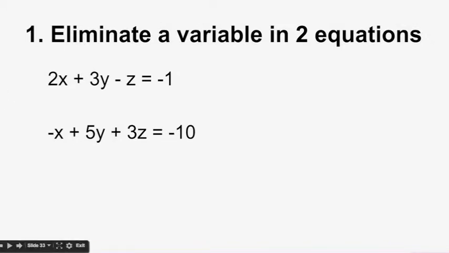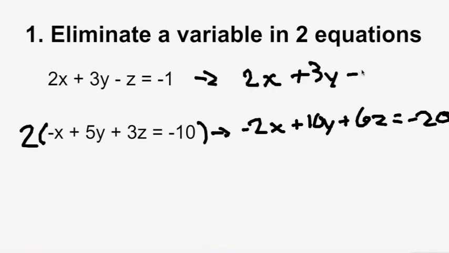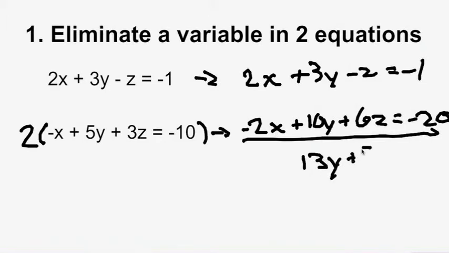So the two equations here are the first two equations from the step before. And so what we're going to do is we're going to eliminate the x's. So in order to do that, we multiply this second equation by 2. So then we get negative 2x plus 10y plus 6z equals negative 20. And we'll rewrite this first equation even though we're not changing it. So 2x plus 3y minus z equals negative 1. So we will add these two, so we'll get 0x plus 13y plus 5z equals negative 21. And we will save that equation for later.